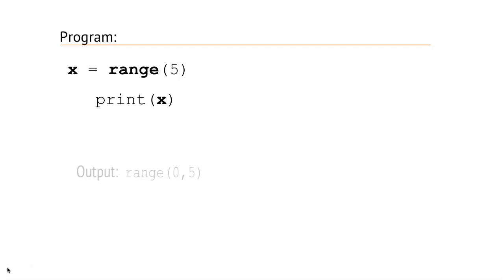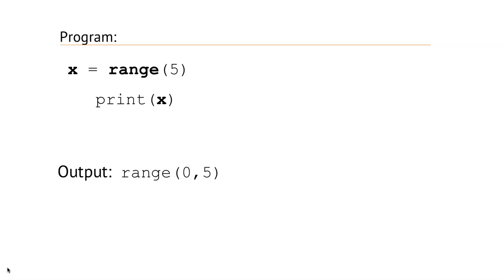Now let's understand it through a program. Suppose we have a variable x and assign range 5 into it. When we print this x, it will return range of 0 to 5. We can print all these values from 0 to 4 by using for loop, and we'll see that when we learn the for loop in the next video.